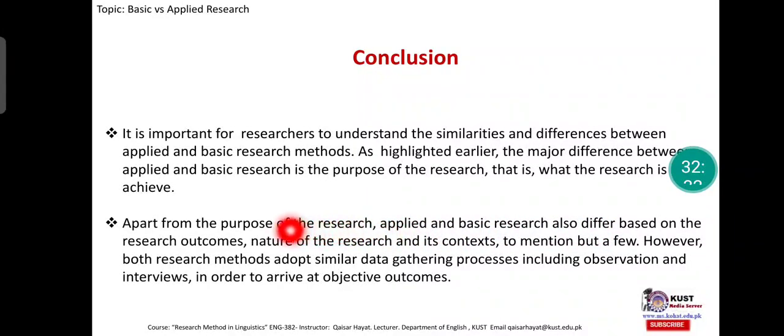However, both research methods adopt similar data gathering processes, including observation and interview, in order to arrive at an objective outcome. Students, in the last slide, I said that there are some more similarities, and these are mentioned here. Interview, questionnaire, etc. are the same tools that are used in both research.